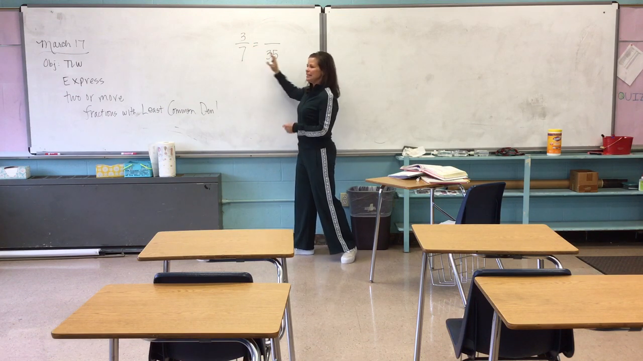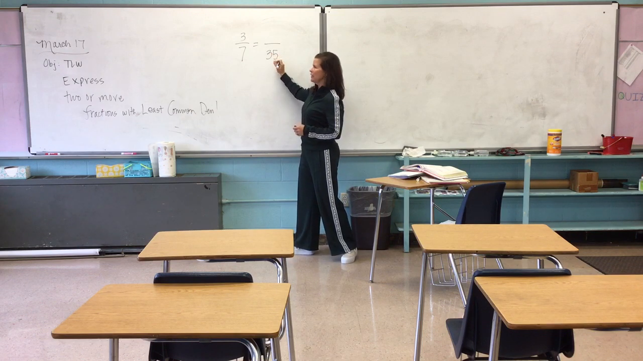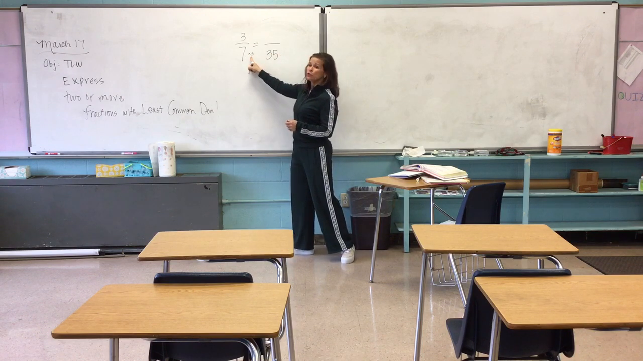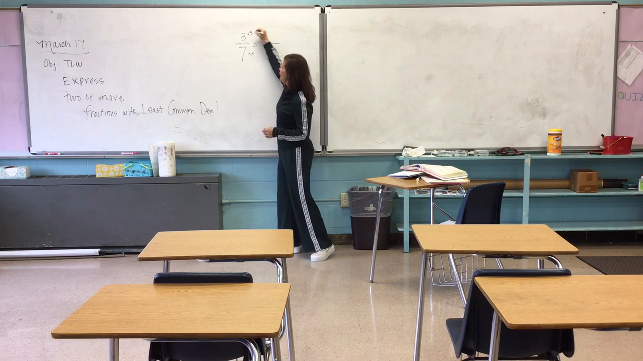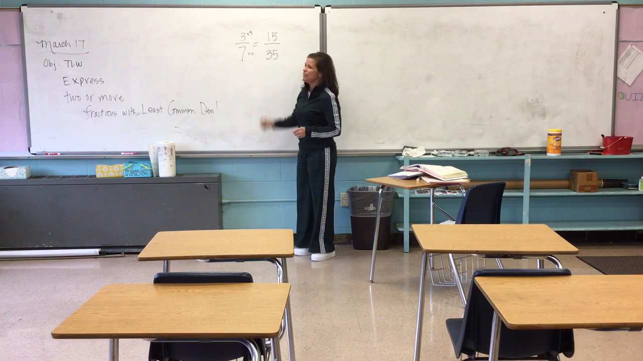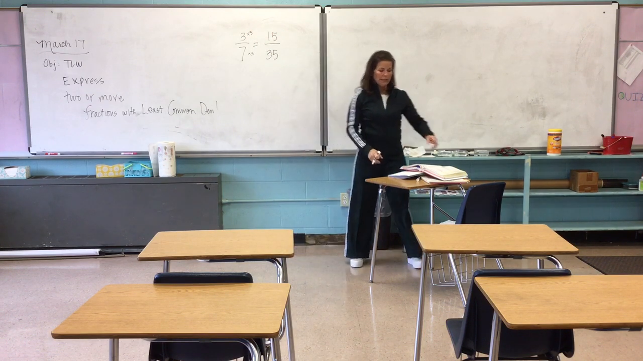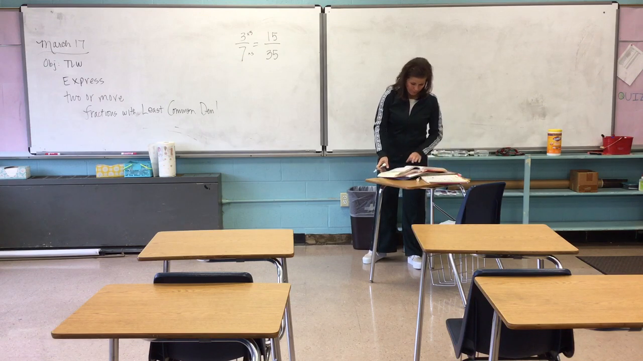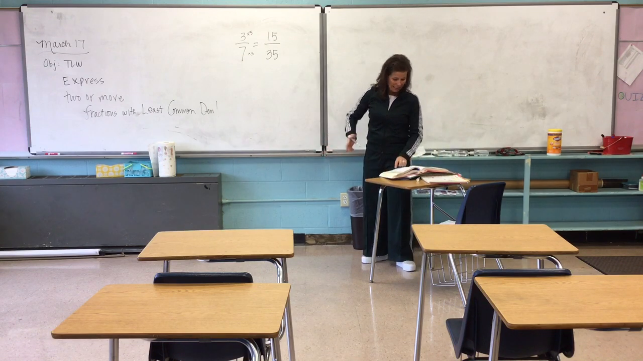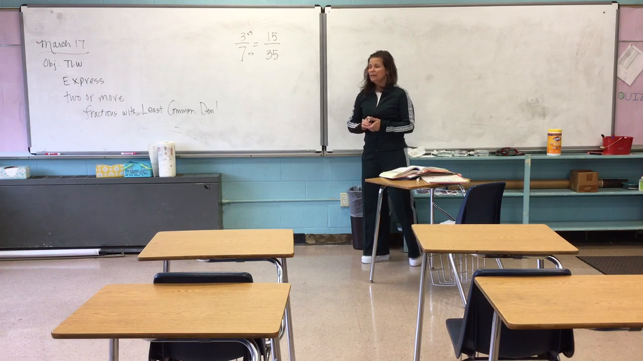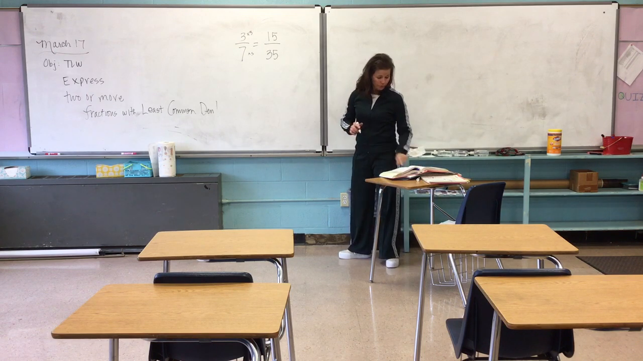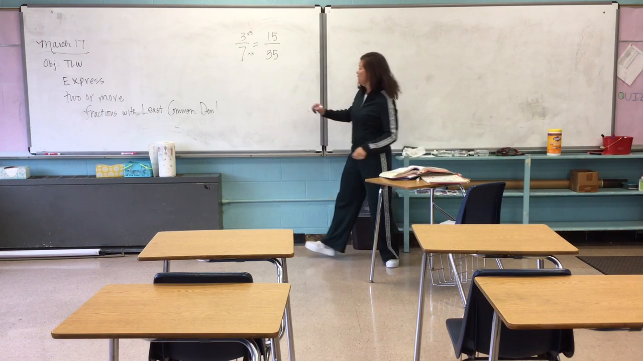What did I do to 7 to get to 35? Hopefully you just said multiply by 5. If I do it to the bottom, I have to do it to the top. So my new numerator is 15. Shaylin, you like this? I hope so. I keep staring at an empty desk. I had a whole bunch of empty desks. It's not as fun as it would be if you were here.